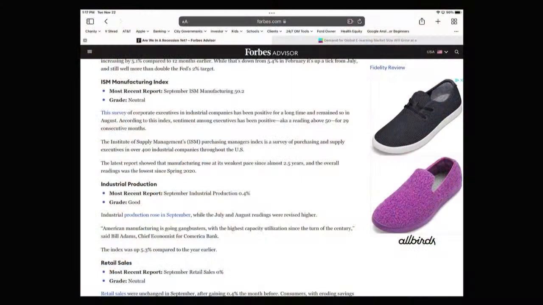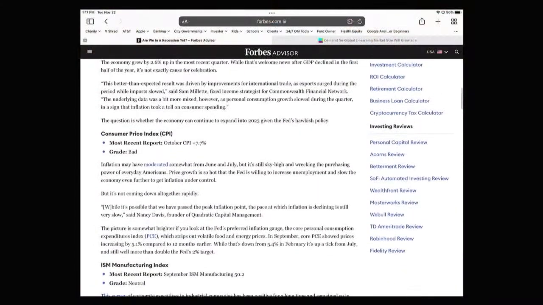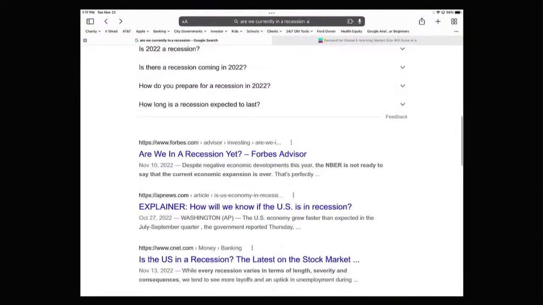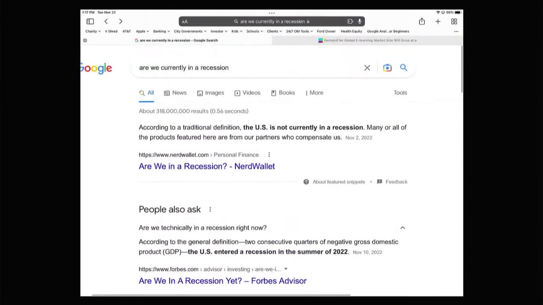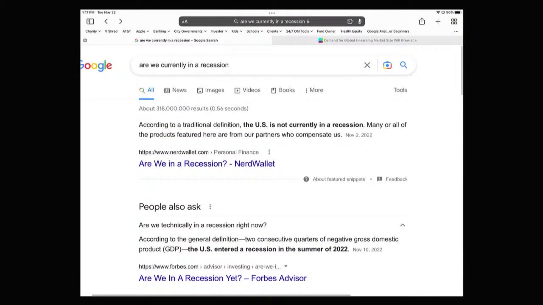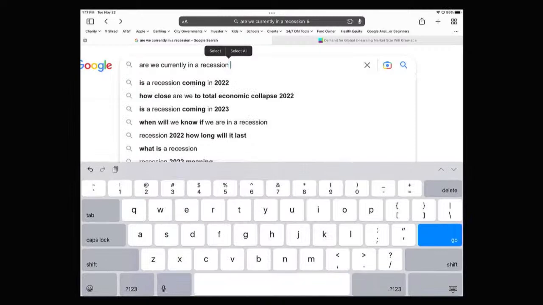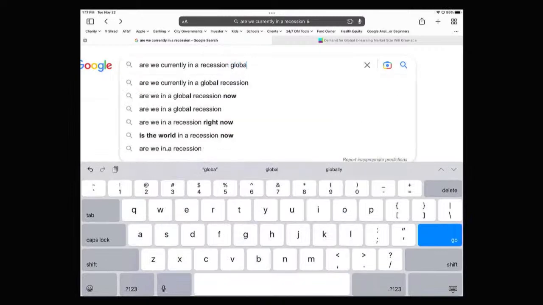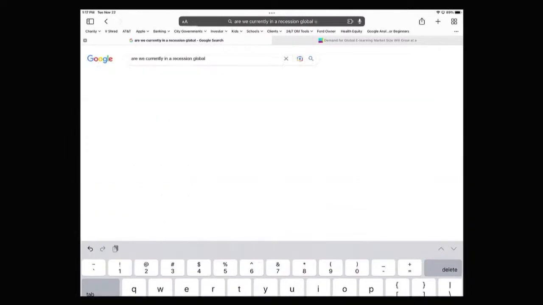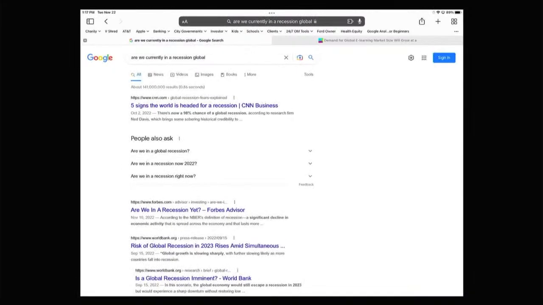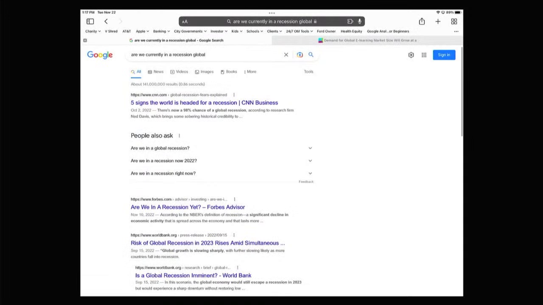What about the economy? Let me switch back to my Safari here. What are we looking like globally, right? Is there a recession globally? Is it just the United States that's maybe doing well or not doing well right now? All right, so let's look at the results here globally. Are we in a global recession? Let's see. 5 signs the world is headed for a recession.